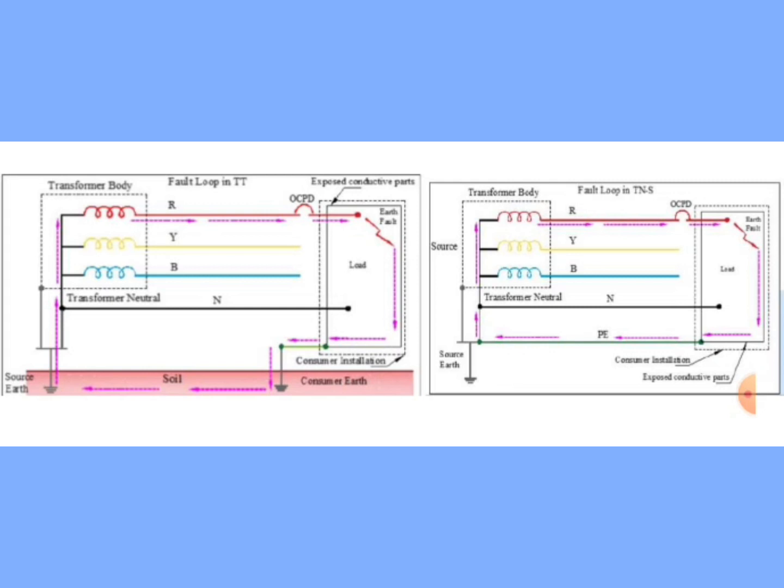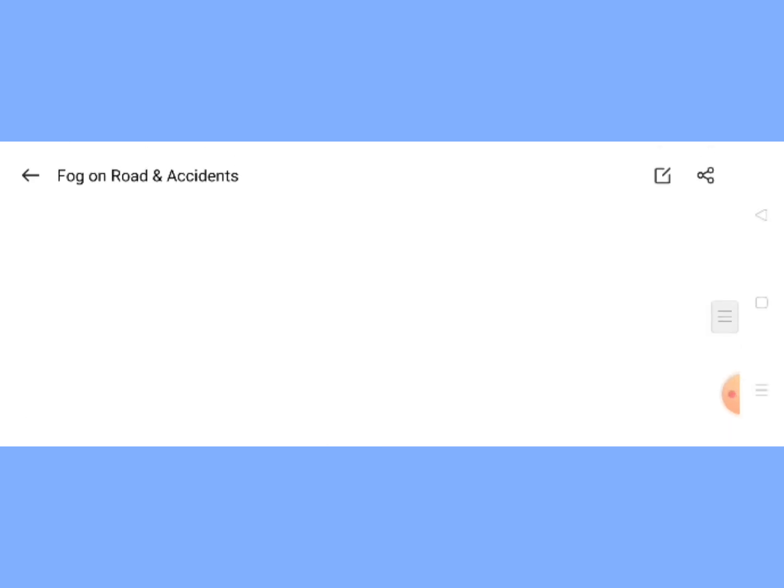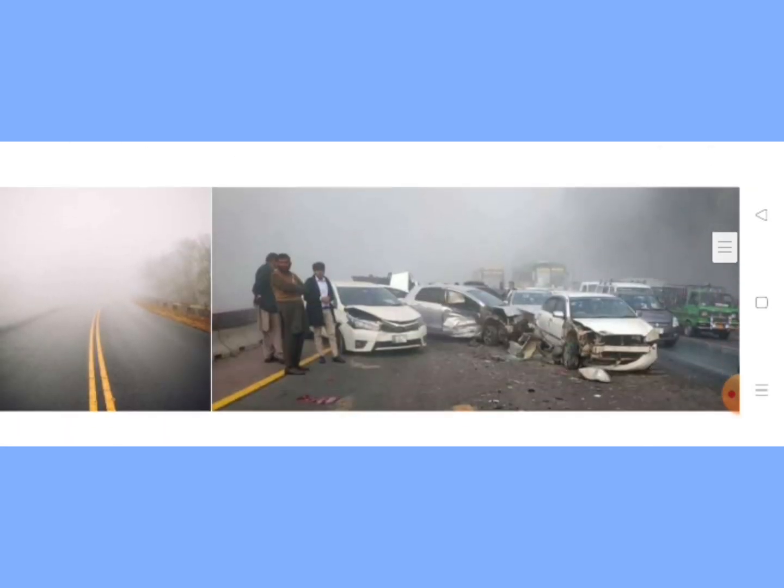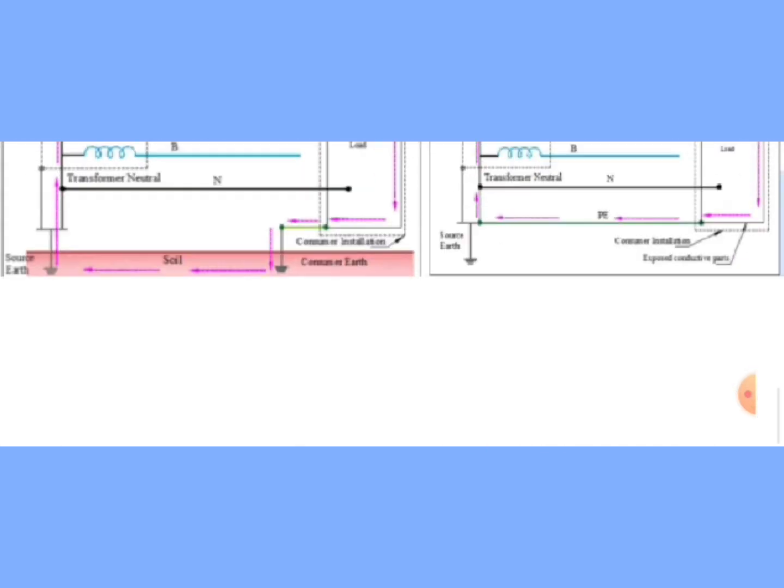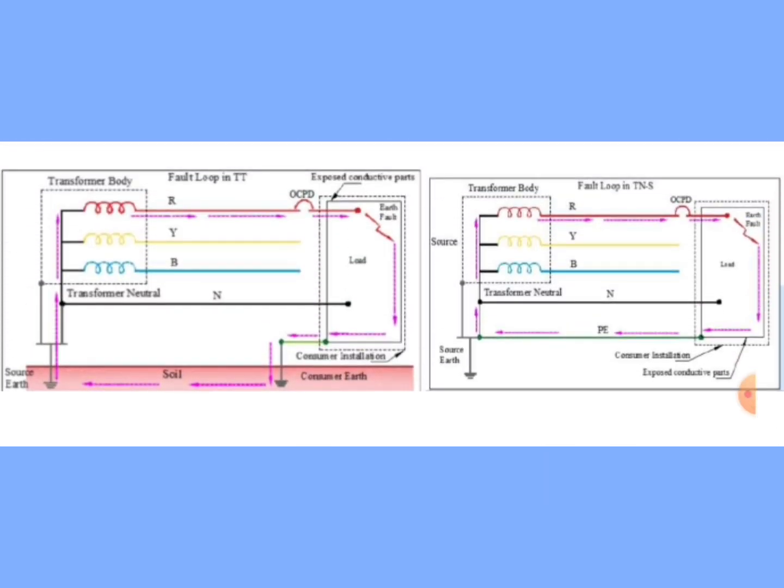Think about it and educate people about the importance of the return path for the fault current to go back to the source, and the importance of the fault loop impedance that I tried to explain through fog on the roads. Just avoid this accident on the road, and avoid this accident in the electrical systems by proper selection of OCPD and proper measurement of your fault loop impedance in the circuits.